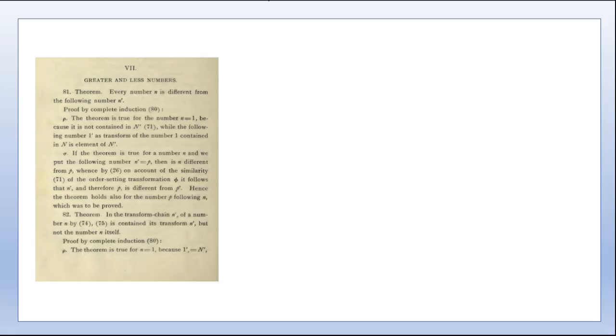Okay, so n primed is, I can't remember where it's defined now. Right, okay, so definition 73, we get that the transform n primed of a number n is also called the number following n, and what we'll find further down the line, when we come to addition, for example, is that n primed will quite naturally coincide with what we think of as n plus 1. So the next number in the number series, in the series of natural numbers. Okay, so the proof of theorem 81 is by induction.